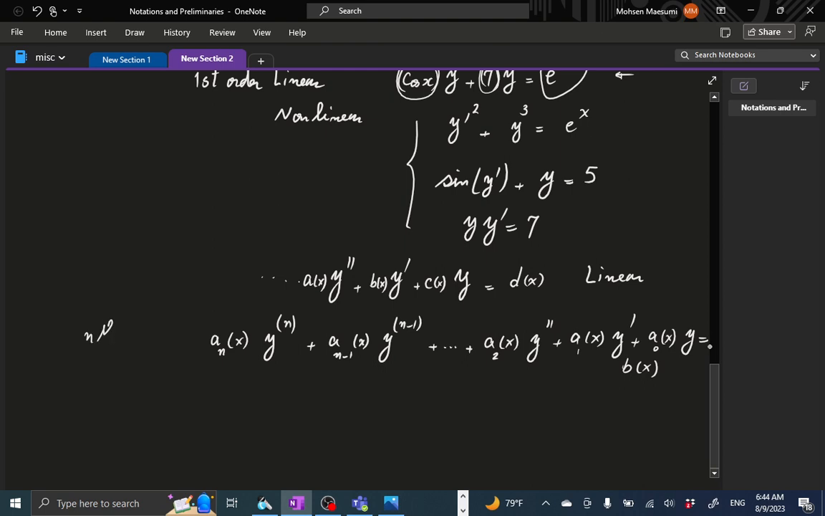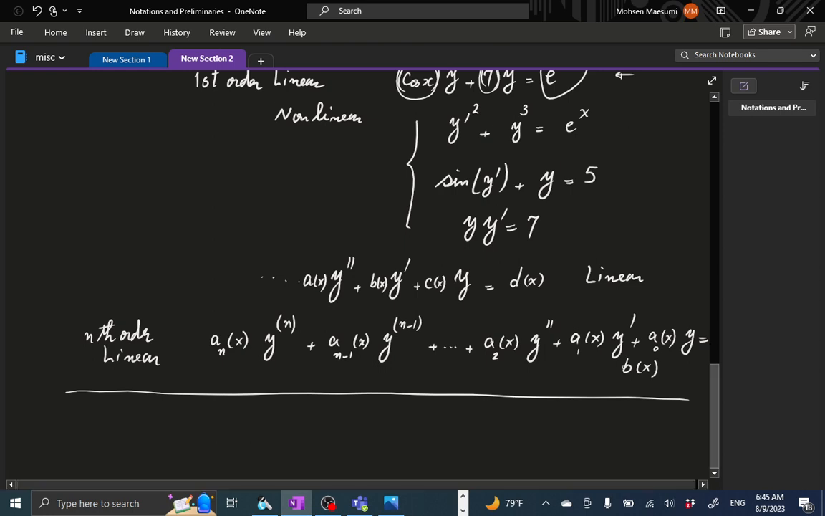This is nth order linear. If it fits in this mold, it's linear. If it doesn't, then it's non-linear. A lot more can be said, but at this point it doesn't help much, so we are going to postpone further discussion of this issue to the future.